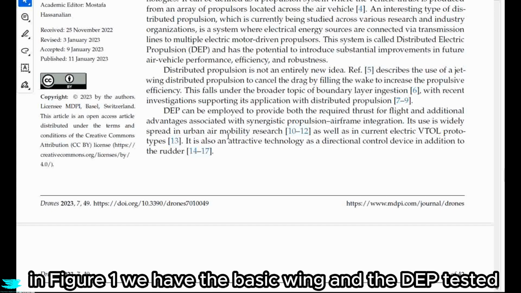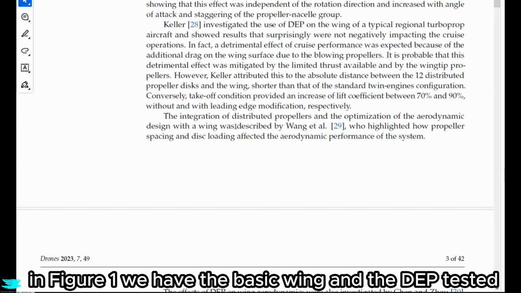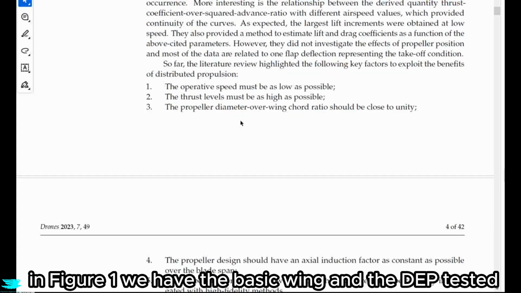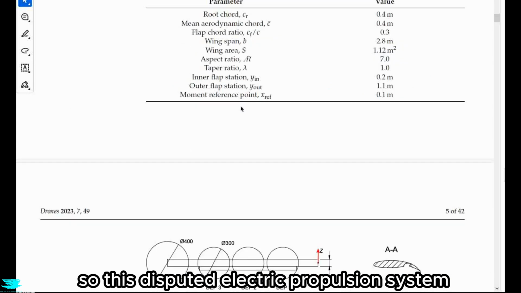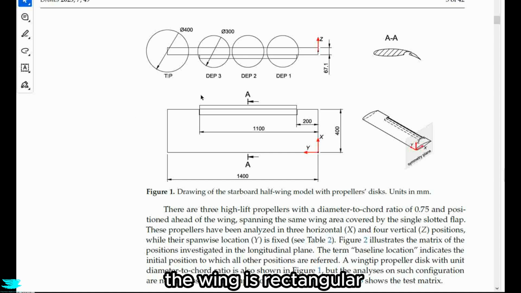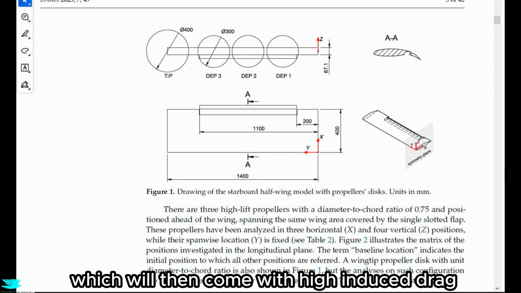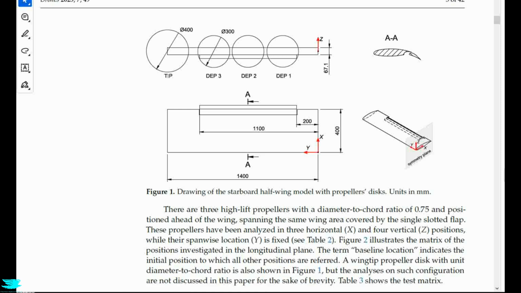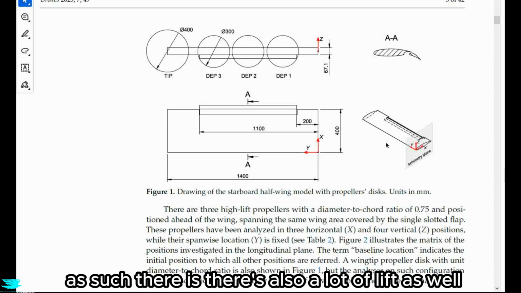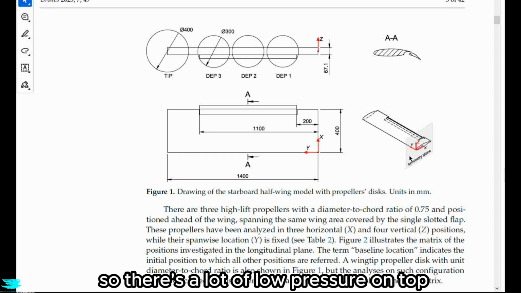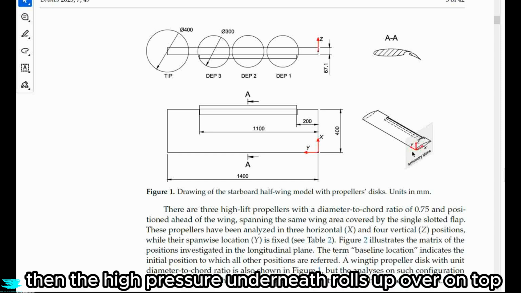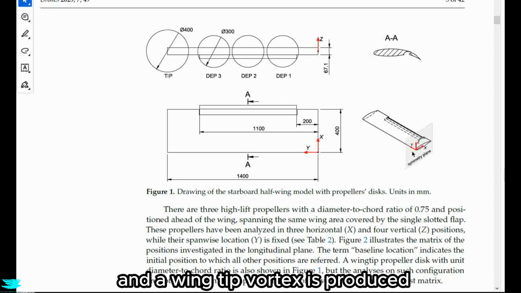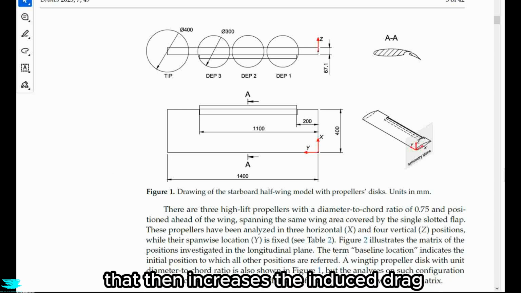So anyway, in figure 1, we have the basic wing and the DEP tested. So this distributed electric propulsion system. The wing is rectangular, which will then come with higher induced drag because as you get closer to the wingtips, you still produce quite a lot of lift, so there's a lot of low pressure on top and high pressure underneath. Then the high pressure underneath rolls up over on top and a wingtip vortex is produced. That then increases the induced drag.